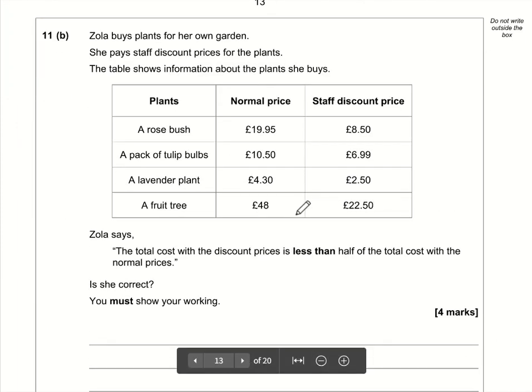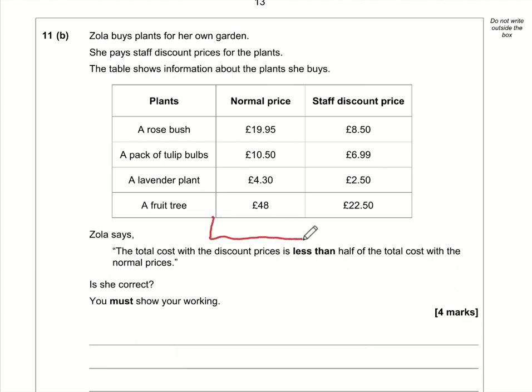Okay, so for this question, what we need to do is add up the total for the normal price and the total of the staff discount price. So if we add all of these together, then we get £82.75, and if we add up the staff discount, we get £40.49. So Zola says the total cost with a discount is less than half.